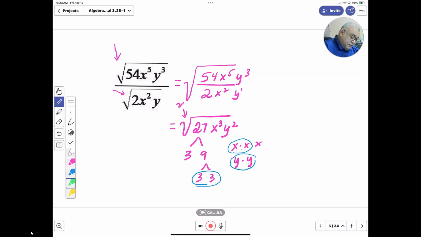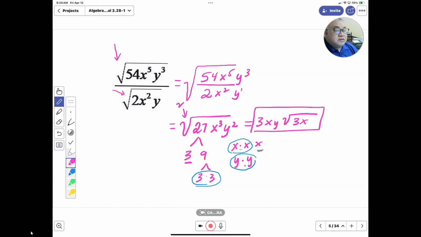Now, unfortunately, we have this 3 here, and we have this x. So you might be asking yourself, what do we do with that? We're going to leave it in the radical. We will be leaving 3 and x in the radical. So I'm going to write this down. The square root of 9 is 3. Square root of x squared is x. The square root of y squared is y. Then we have the radical, and so the 3 and the x will stay in the radical. So this is going to be simplified to 3xy times the square root of 3x.